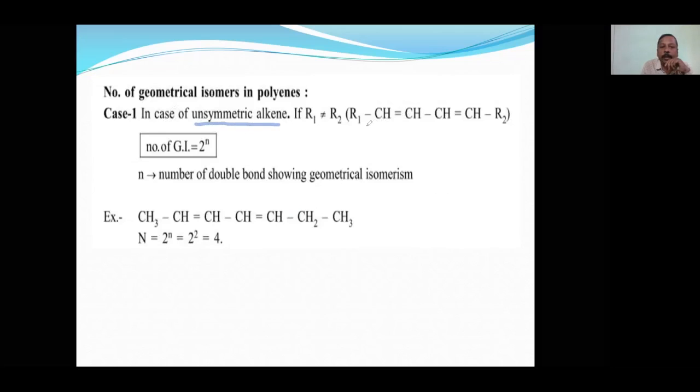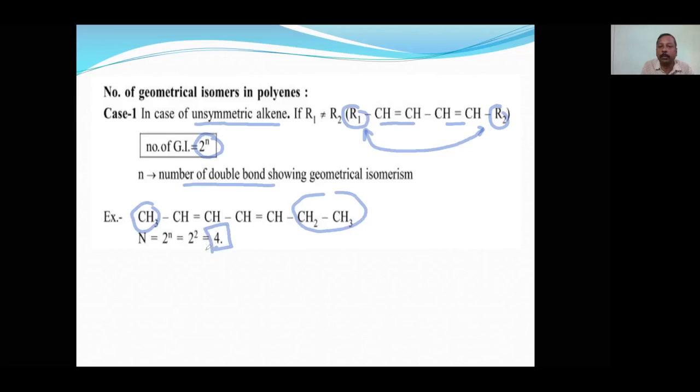Unsymmetrical alkene. So here this is carbon double bond carbon double bond. This group is not the same as this group, R1 not equal to R2. Then simply the number of geometrical isomers will be 2 to the power of n, where n is the number of double bonds. Here how many double bonds are there? Two double bonds are there. And these two groups are not the same. So 2 to the power of 2, then we will get 4. So this is the number of geometrical isomers.